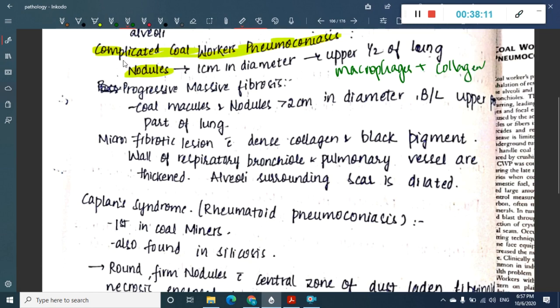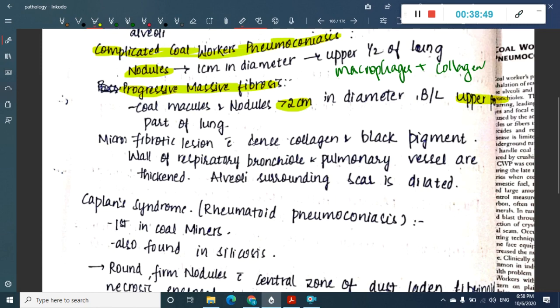Okay, then we have one more thing which is called progressive massive fibrosis. So what are we going to see in this progressive massive fibrosis? Here you will see macules and nodules also, but here the size is more. It is more than 2 centimeters in diameter. See, macules are mostly 0.5 centimeters in diameter, whereas nodules are around 1 centimeter in diameter. These macules and nodules which are more than 2 centimeters in diameter are mainly present in progressive massive fibrosis. Okay, and where is it seen? Obviously, as I have said, it is present mainly in the upper part of the lung.